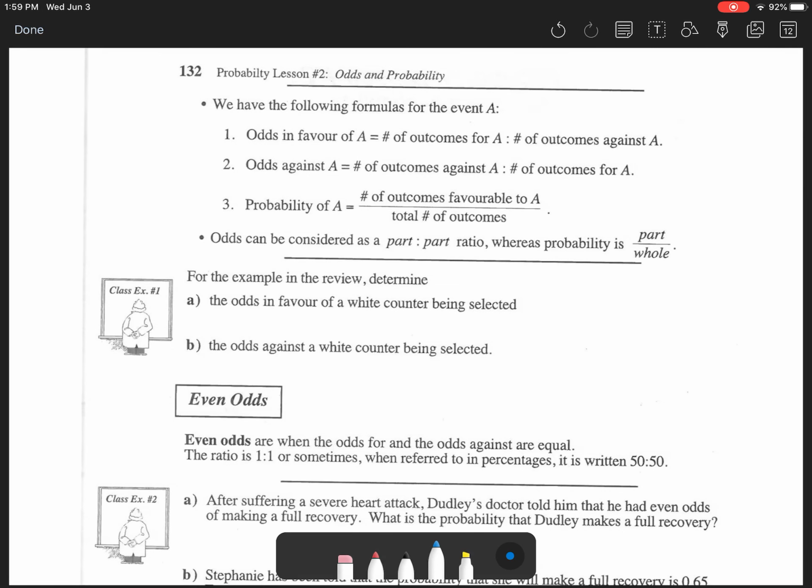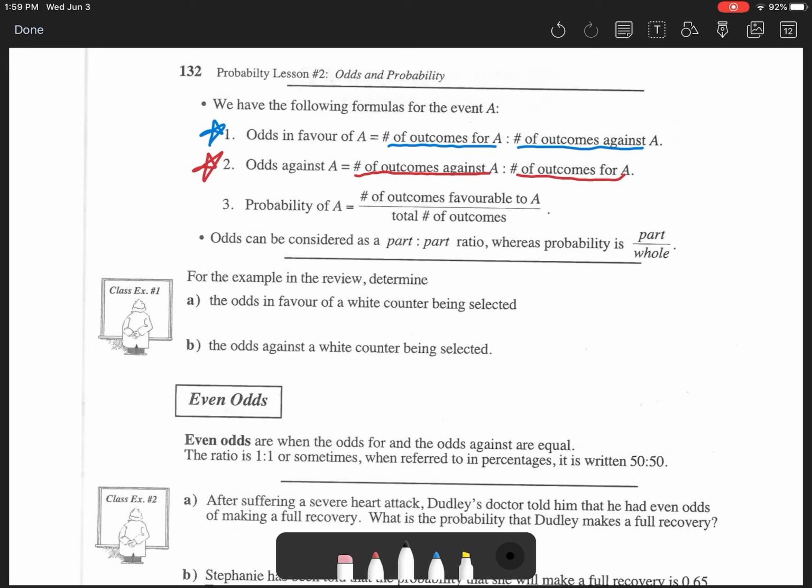So when we have odds, like I said, in favor of A, it would be the number of outcomes in favor of A and then the number of outcomes against A. When I have odds against A, it would be the number of outcomes against A and then the number of outcomes for A. So the same numbers as above, but just reversed.